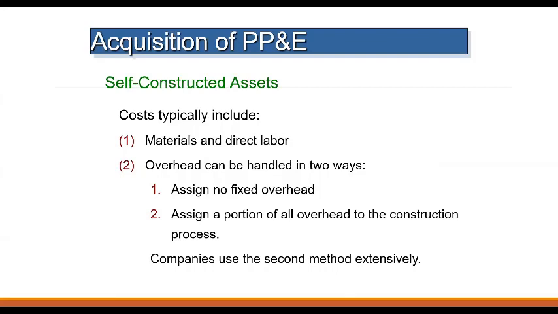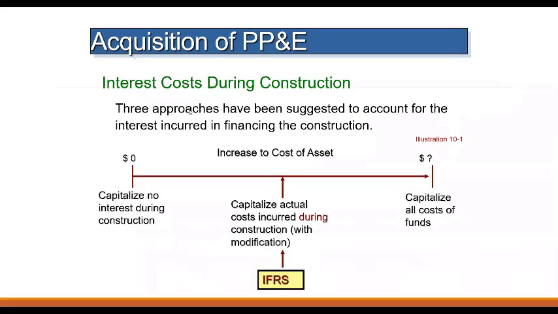For example, if we are talking about a self-constructed asset, meaning an asset that will be constructed by the company itself, what are the main costs to be included for that asset? Material, of course, labor, overhead, and all other costs incurred during construction. So actually we are concentrating on the interest cost during construction.